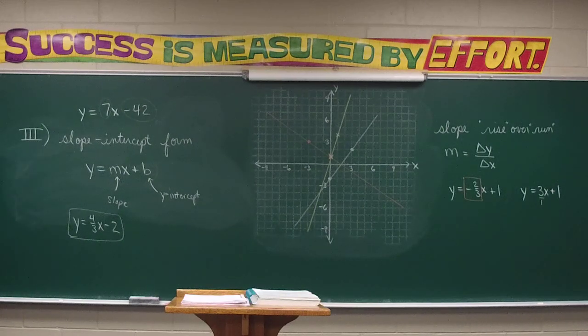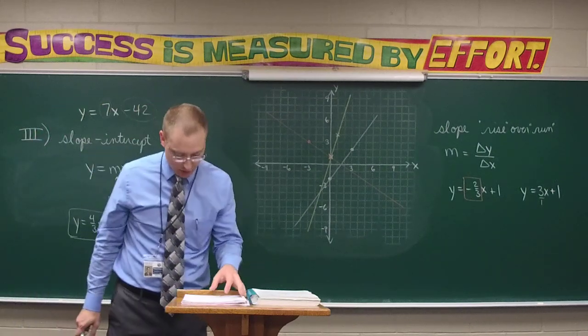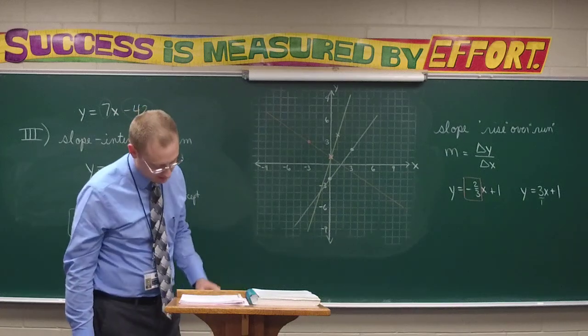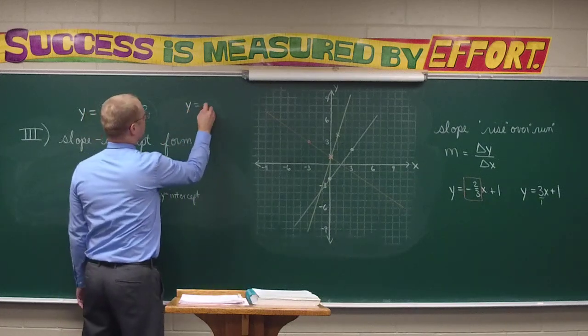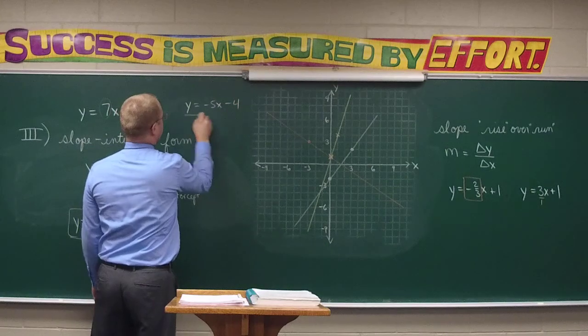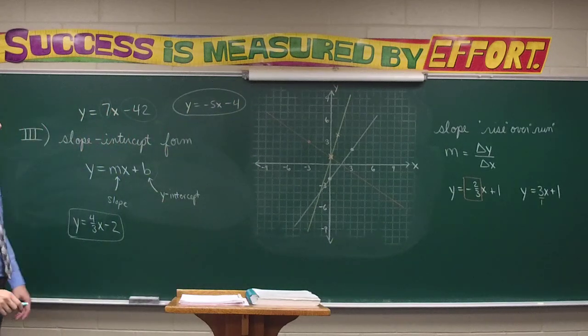All right, do the next one on your own. Go with another color, or maybe go with a dotted line if you've already used up all your colors, like I did by accident. Y equals negative 5x, negative 4. Y equals negative 5x, negative 4. Graph it on your paper, on your Cartesian plane.